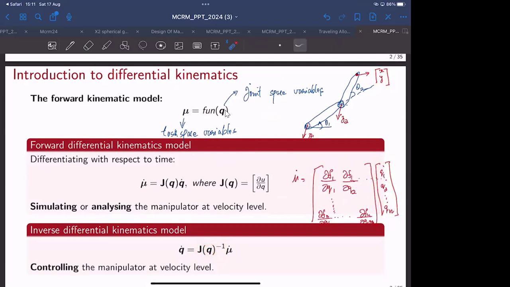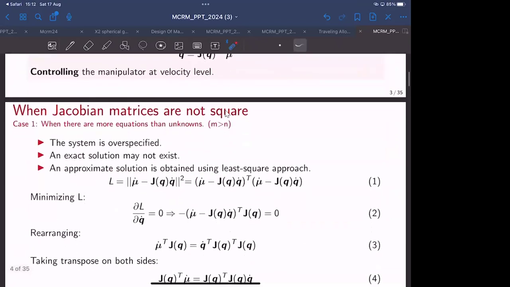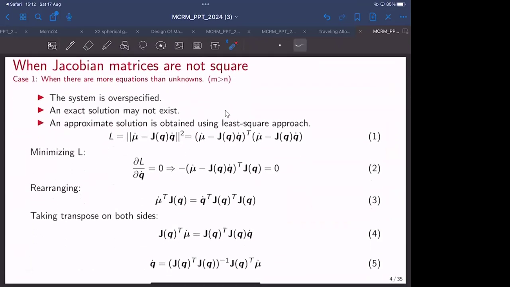But there could be instances where the Jacobian matrix is not square. Maybe there could be more inputs than the controllable degrees of freedom, or the inverse case: there could be fewer inputs, but the number of degrees of freedom that you wish to control would be more than that. In either of these cases, the Jacobian matrix cannot be a square matrix. So then how would you solve this inverse problem? That is where we would use something called a pseudo inverse, and we will look at these cases one by one.